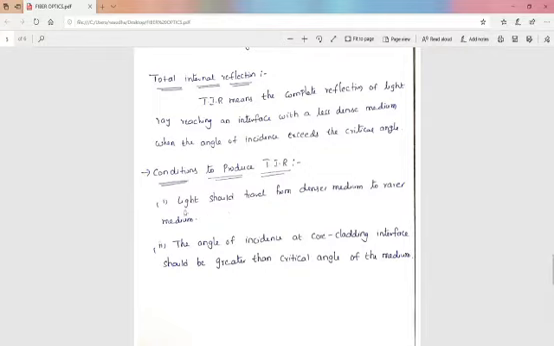First main condition, light should travel from denser medium to rarer medium. And second condition, the angle of incidence at core cladding interface must be greater than critical angle. These are the two conditions. Once again, I am repeating here. Light should travel from denser medium to rarer medium. And second condition, the angle of incidence at core cladding interface must be greater than critical angle. These are the two conditions to produce total internal reflection.